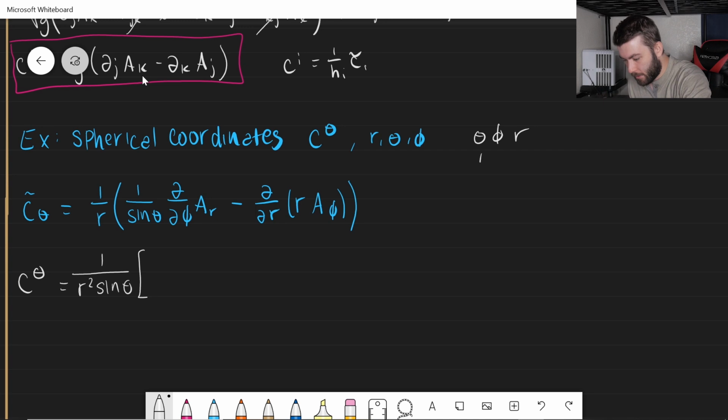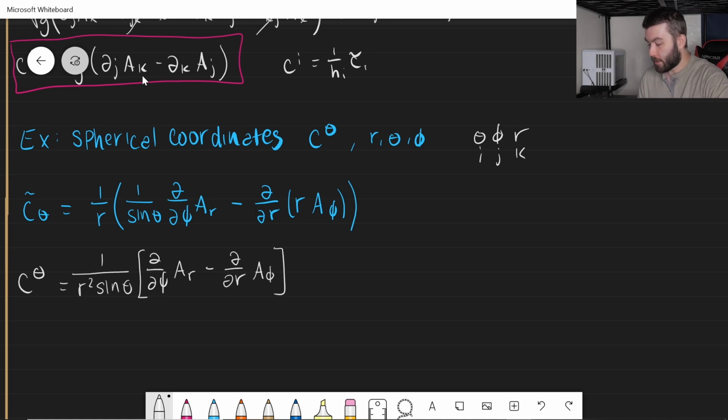So if this would be i, j, k, then d j would be d over d phi acting on A r, where this is still a covariant vector, minus d k would be d over d r A sub theta, right? Sorry, what am I looking at? j is phi.